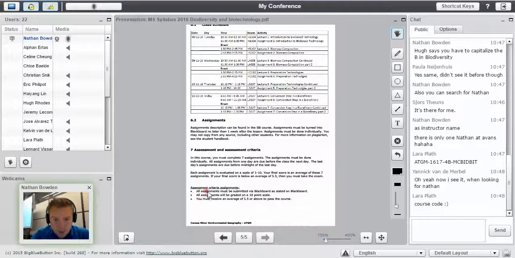A few more points. Assignments are submitted to Blackboard, graded on a 10-point scale, and we must receive an average of 5.5 or higher to pass the course on your final. But you can compensate. So if you get a 10 on one and a 4 on the other, you don't have to redo the one with the 4. All right. Are there any questions? I hope that was clear. I think you'll get the hang of it.